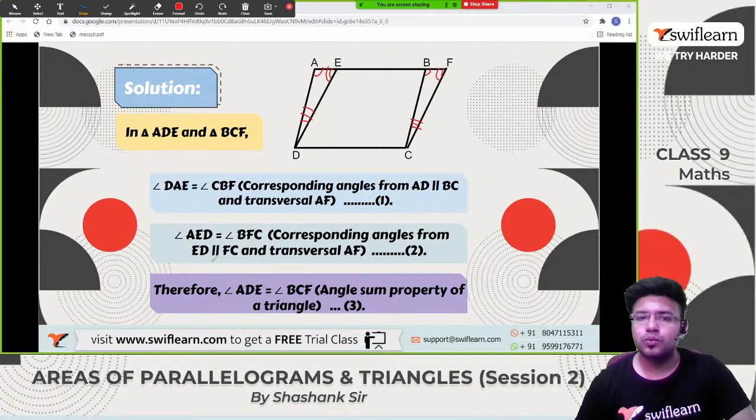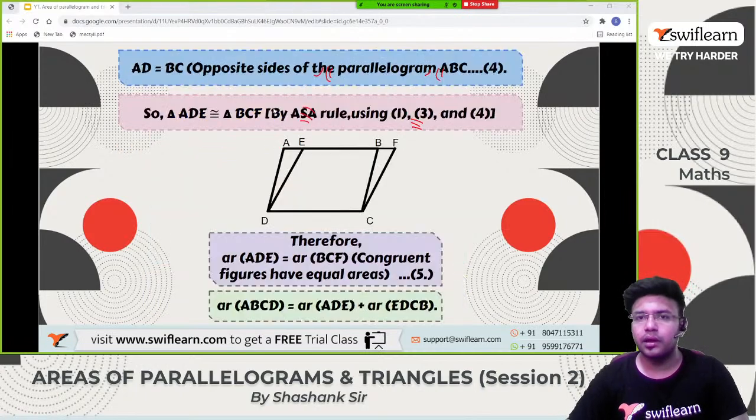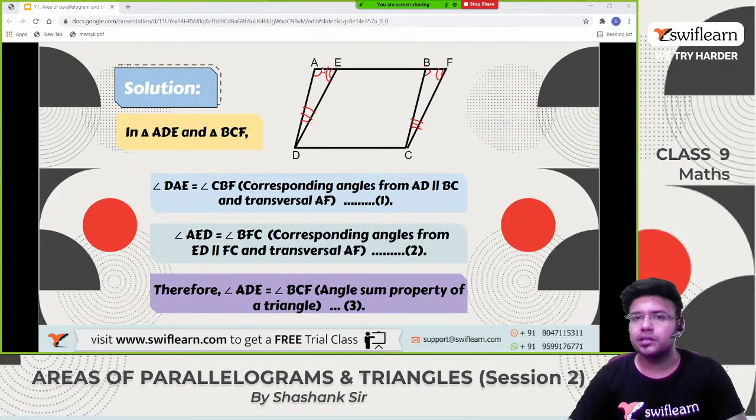Therefore, angle ADE is equal to angle BCF. Now, all three angles are equal, so they are similar, but we want to prove them as congruent. So now look here. AD is equal to BC. Why? Because they are sides of a parallelogram ABCD.